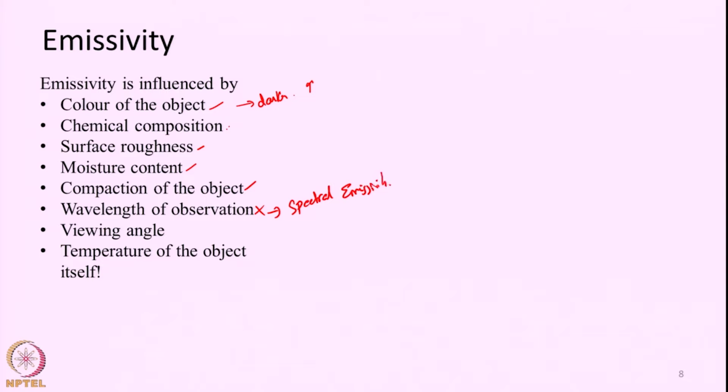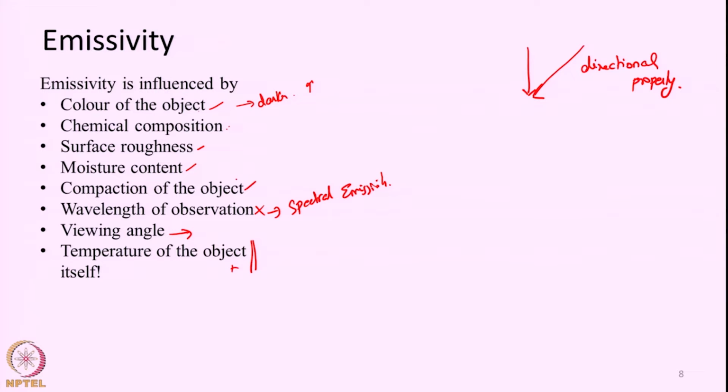Emissivity varies with wavelength, with the viewing angle, whether we are viewing it from nadir or from some other angle. All these things will influence the emissivity of the object, and hence emissivity has a directional property, and sometimes the temperature of the object itself will influence the emissivity, but we may not worry much about this because for the normal temperature range we are seeing this may not be a major factor. But all these other factors, color, surface roughness, moisture content, etc.